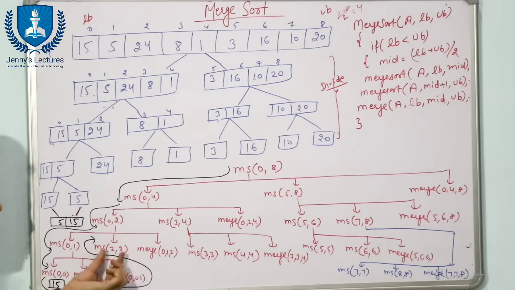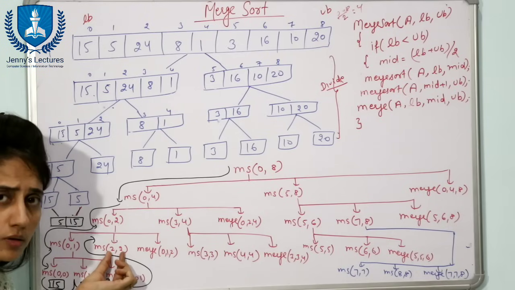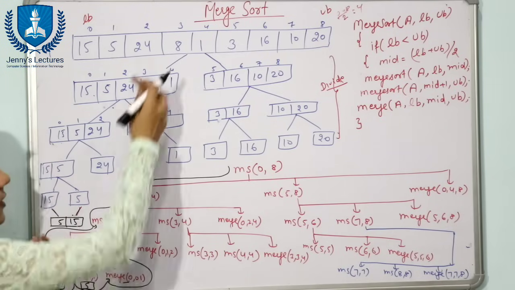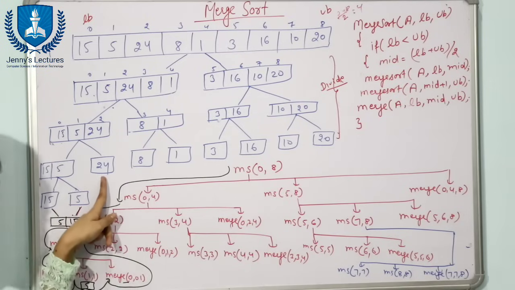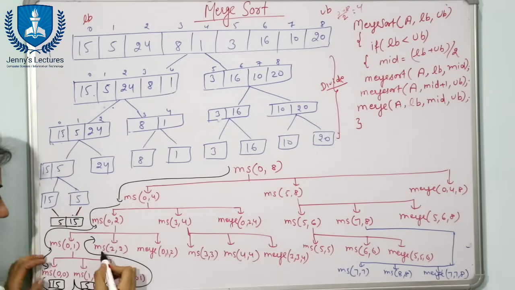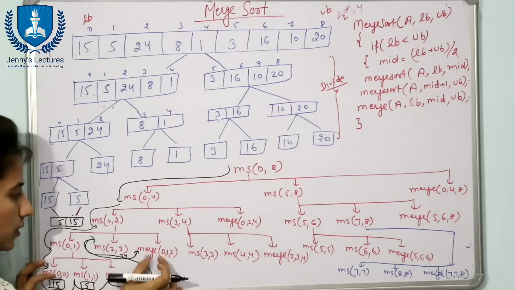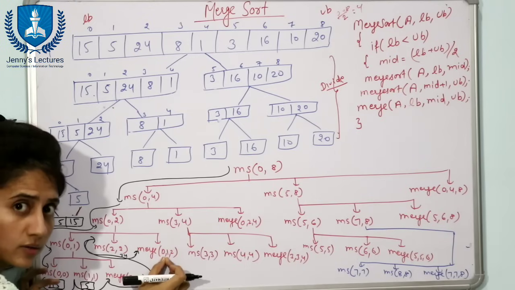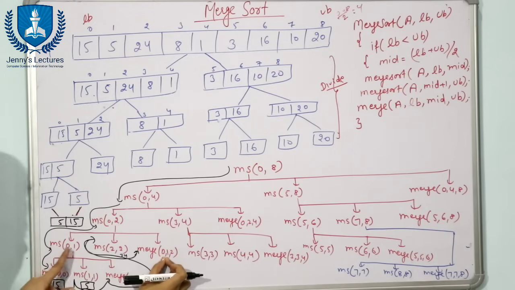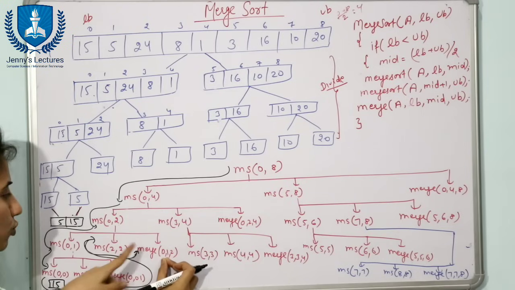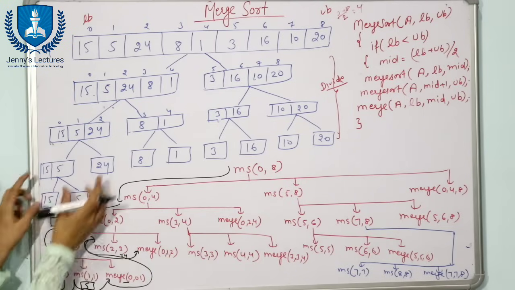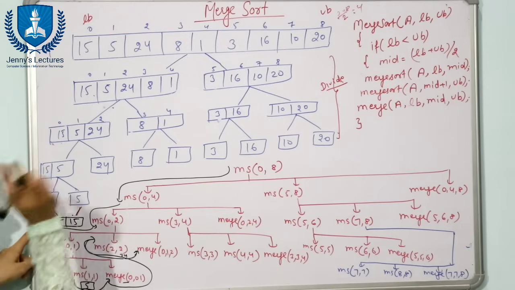ms 2 and 2. So this is only one element is there. 2 and 2, that is 24. Fine. Now this one is done. Now 24 is there. Now control will go to here only. Merge of 0 to 1, this list, and this list is what? 5 and 15. And from 2 to 2 is 24. So now we are going to merge this and this.